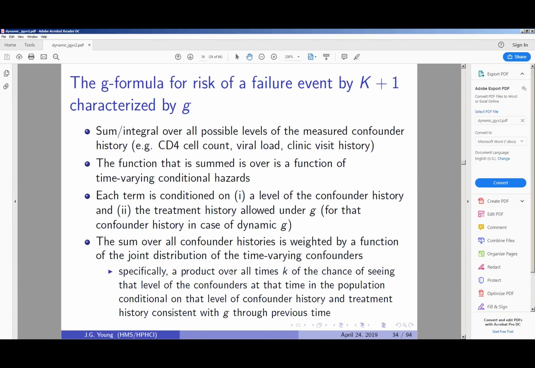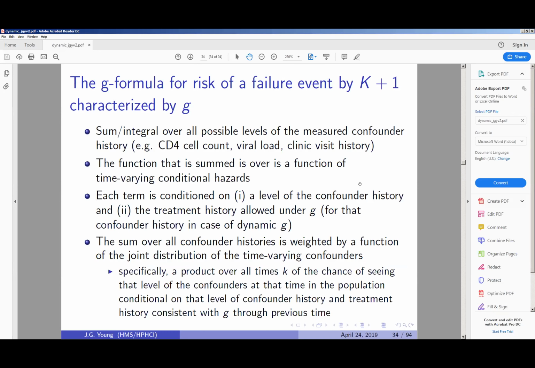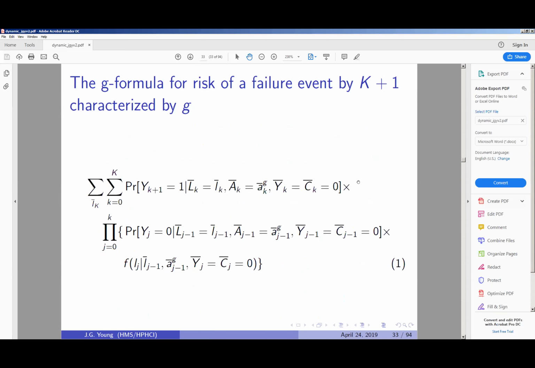So what is the G formula? This population level quantity that we're going to try to estimate with some statistics. We can think of it as a sum, or an integral in the case where the L's contain continuous covariates, over all possible levels of the measured confounder history. That function is summed over a function of time-varying conditional hazards. These are discrete conditional probabilities of failing in a given month, given you survived to the previous month.